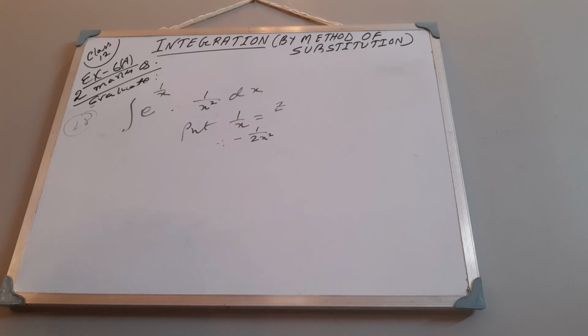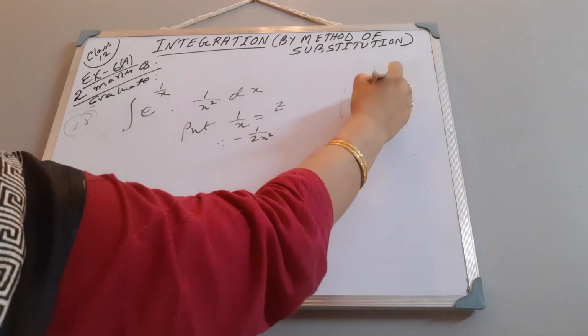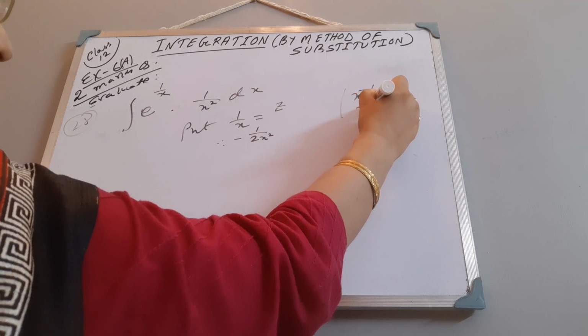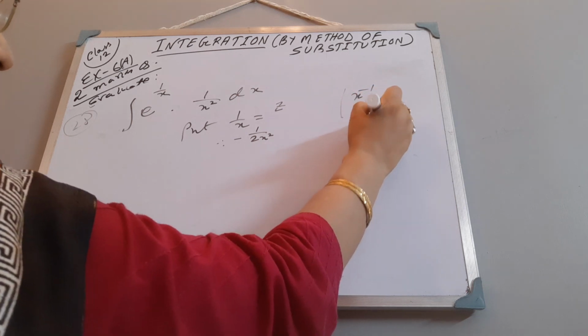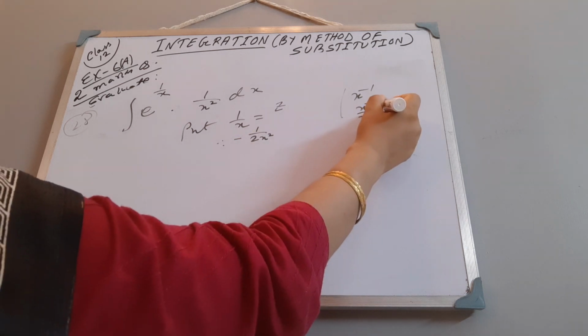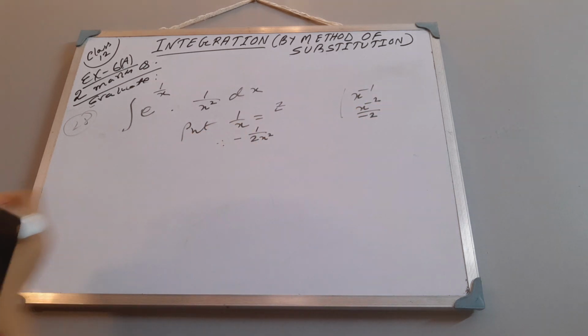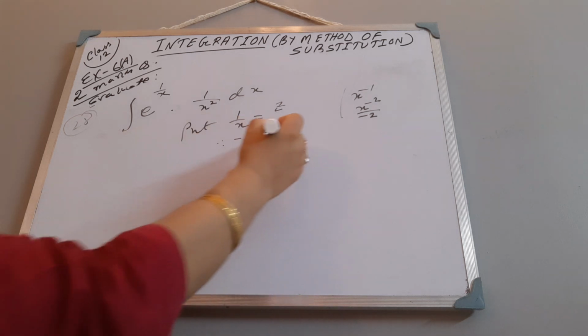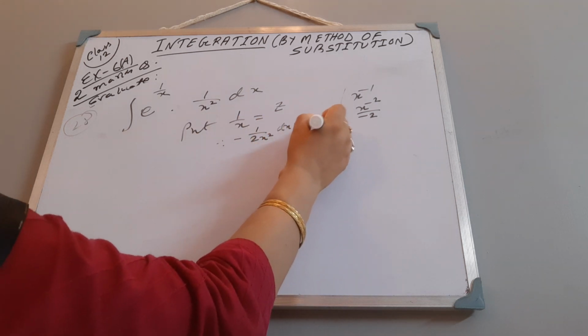1 by x means x to the power minus 1. Now x to the power minus 1, differentiating, means x to the power minus 2 by minus 2. This minus 2 is for this only. And x to the power minus 2 means 1 by x square. That is why it is minus 1 by 2x square dx is equal to dz.